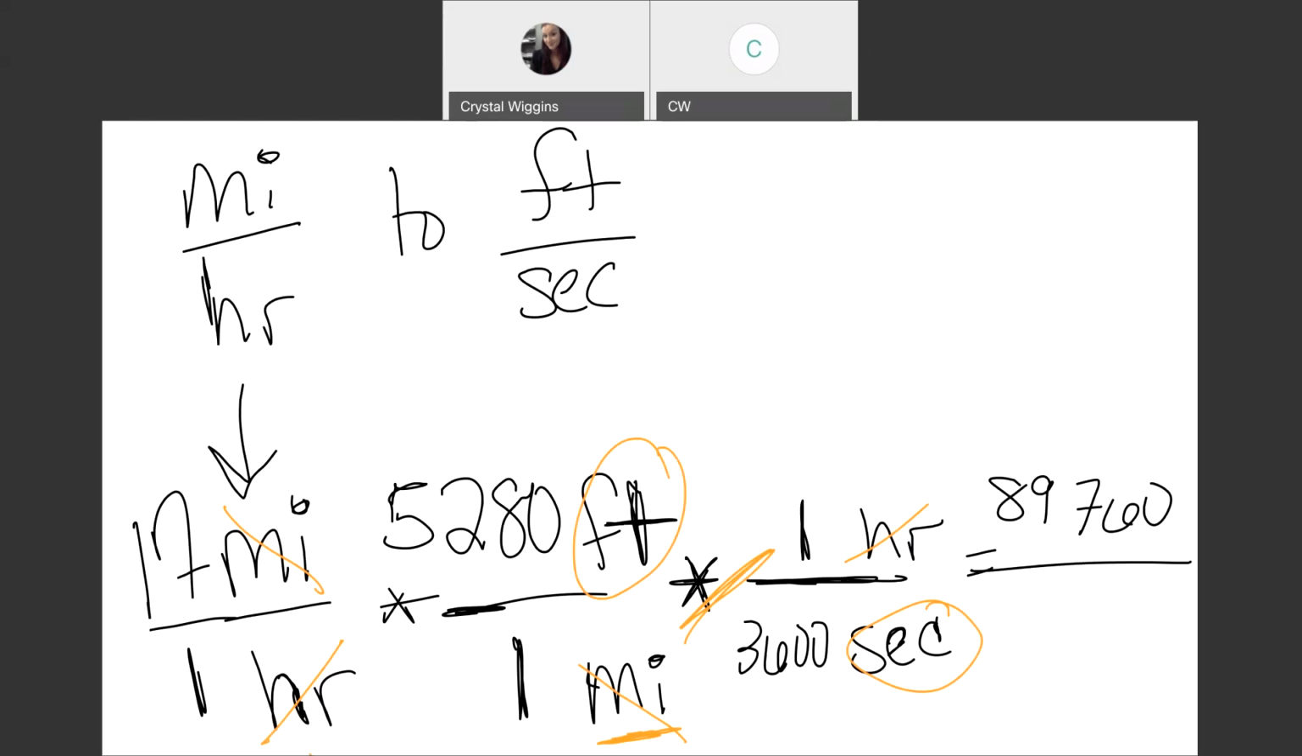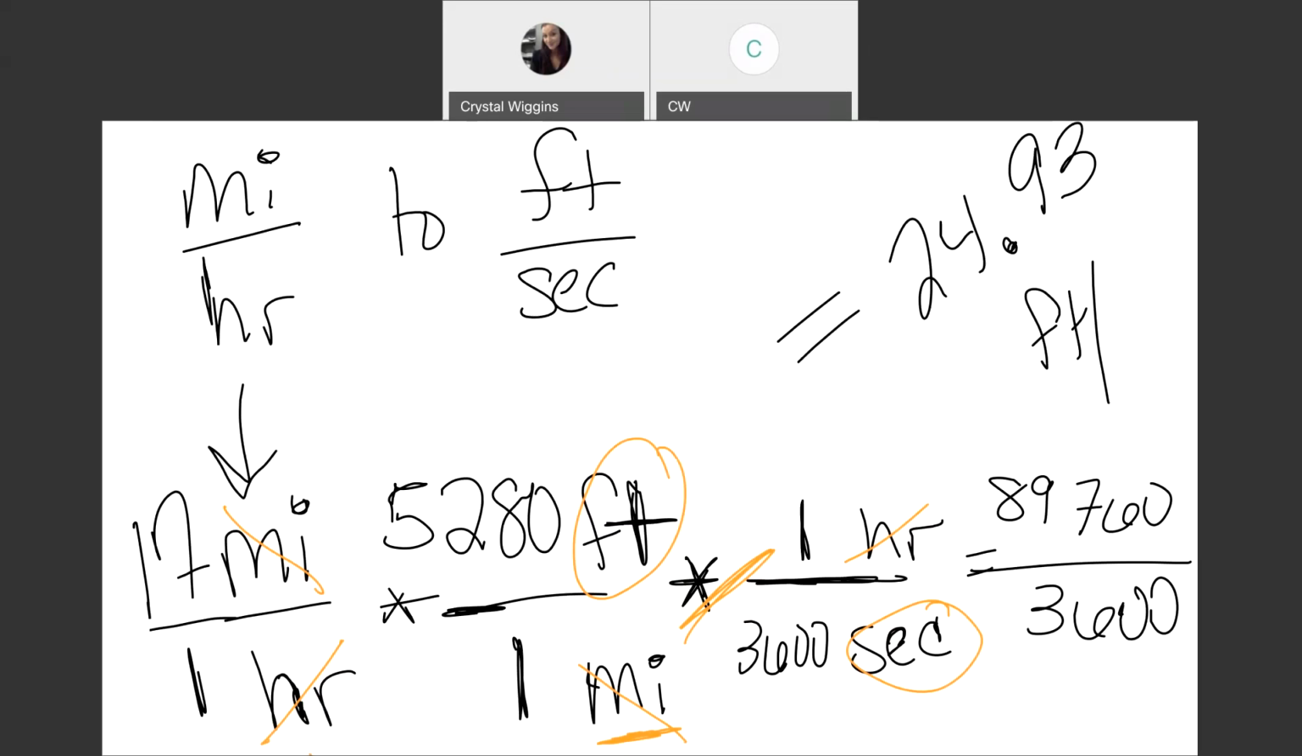over, now we multiply 1 times 1 times 3,600, so that gives us 3,600. And we take 89,760 divided by 3,600, and we get 24.93 feet per second will be what I would rewrite in the new table. I would probably round to 25. So I would say approximately 25 feet per second was the first calculation after the first bout. That's how fast I was going when I initially started.